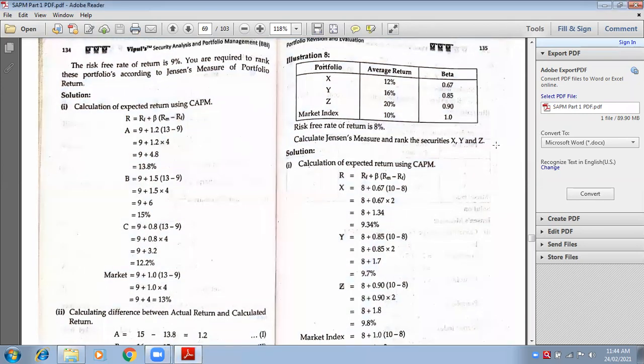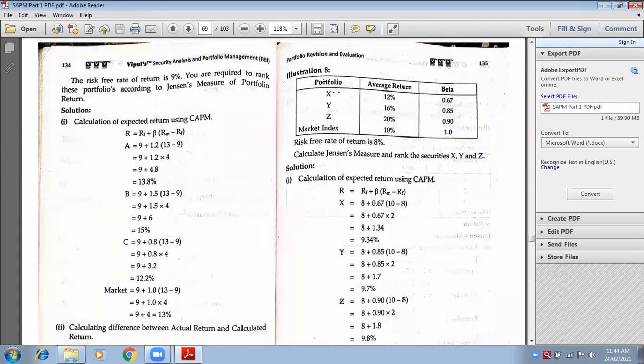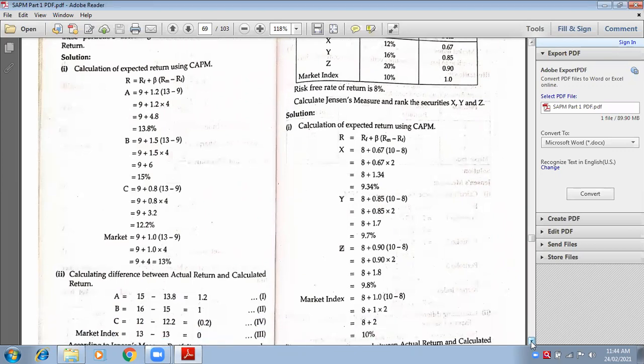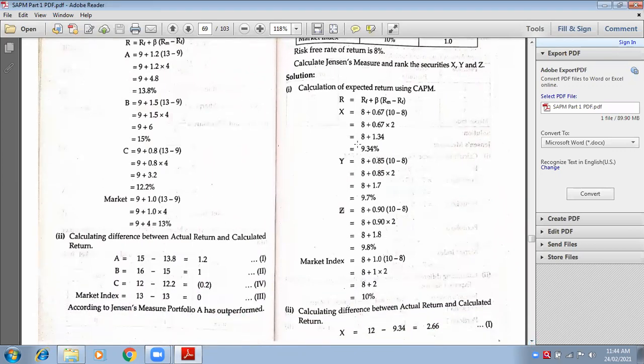Look at this eighth question now. Portfolios X, Y, Z are given with the market index. Average returns are given. Betas are different; in each one of them, beta is different. Risk-free return is 8%, meaning RF is 8%. Calculate the returns according to Jensen's measure, and rank these securities. So let us quickly start.